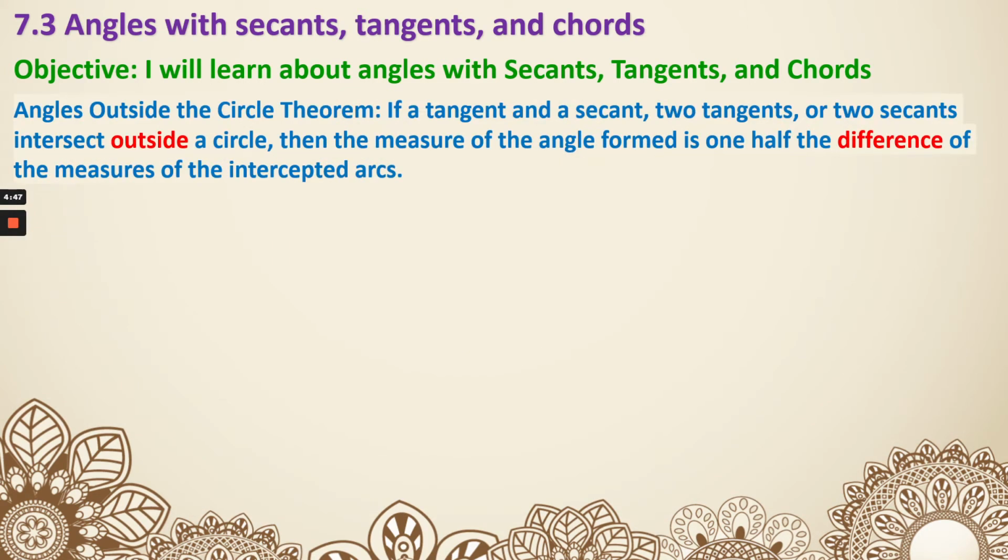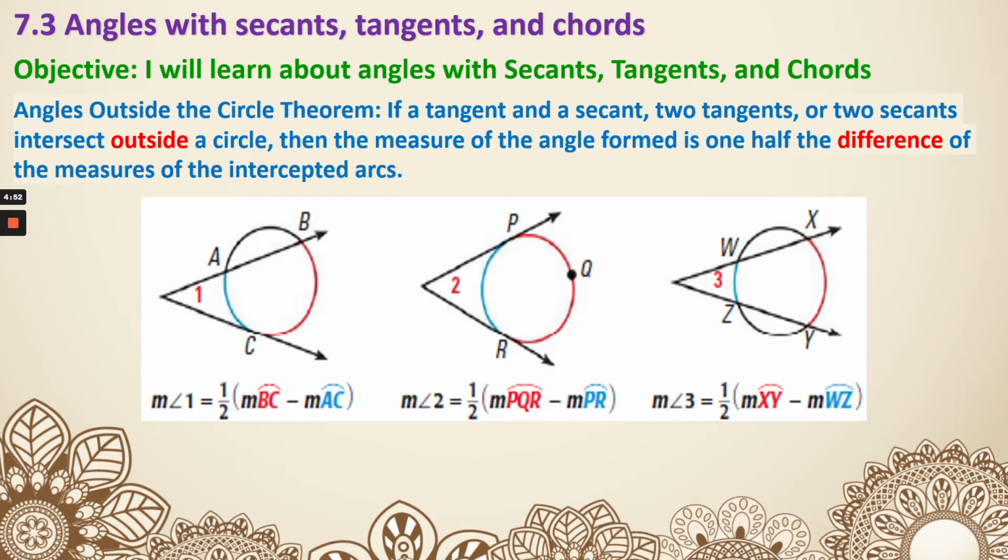Now, if we have points outside, we can have more different kinds of lines. We can have a tangent and a secant, or two tangents, or two secants, and they'll form more angles that we can use. So this theorem is saying, if we have an intersection outside the circle, no matter what kind of lines we use to form some angles, this outside angle is going to have some kind of relationship with the arcs that are cut by the two lines.